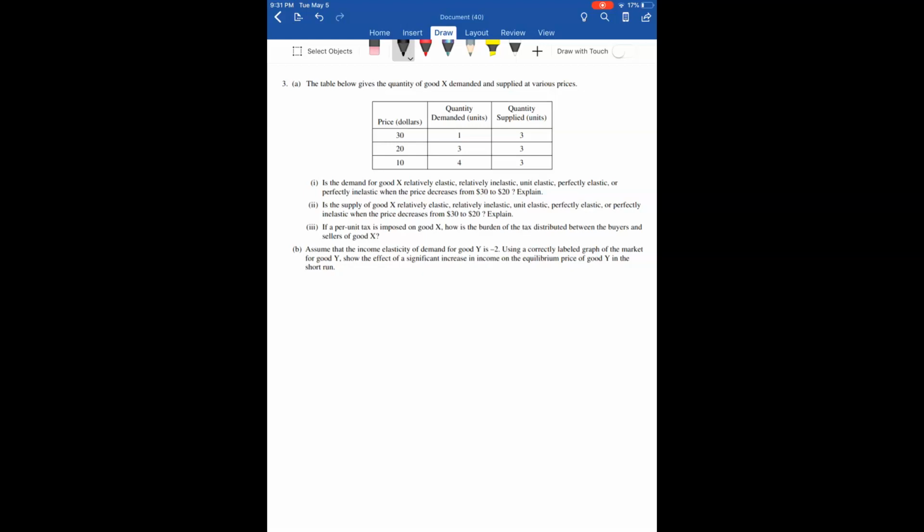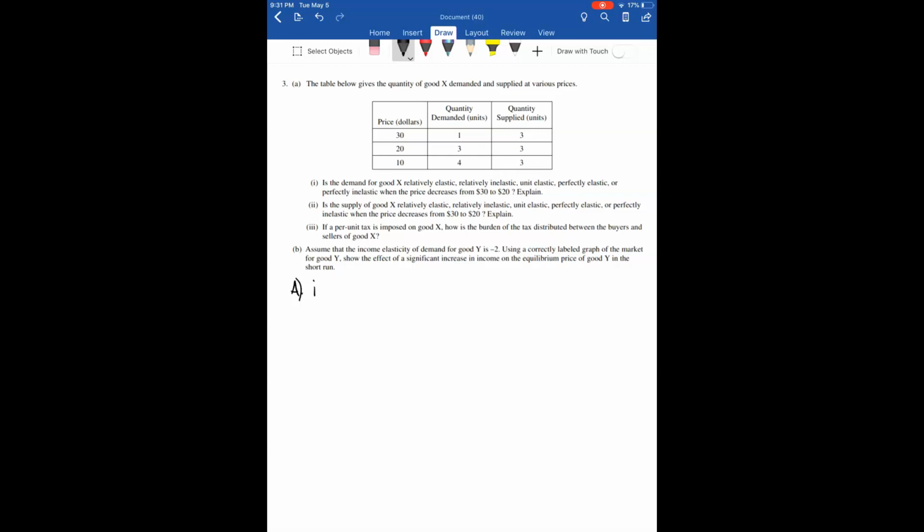This is the 2010 AP Micro Form B FRQ number 3. The table shows the quantity of good X demanded and supplied at various prices. The first question, A1, asks us: is the demand for good X relatively elastic, inelastic, perfectly elastic, or perfectly inelastic when the price decreases from $30 to $20?